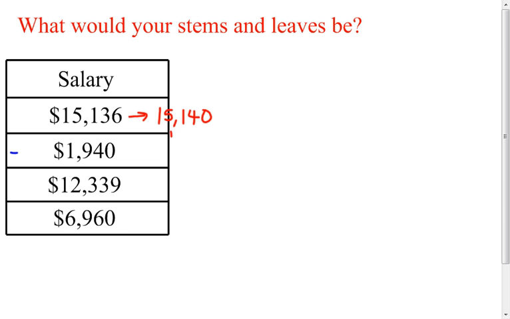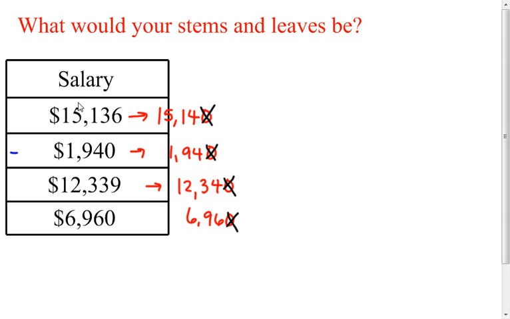If I round them to the nearest 10, then this one goes to 15,140. This one stays at 1,940. The next one goes to 12,340. And the next one goes to 6,960. It's already rounded off to the nearest 10. Now, notice how every single one of these has a 0 at the end. So I would cross those zeros off.